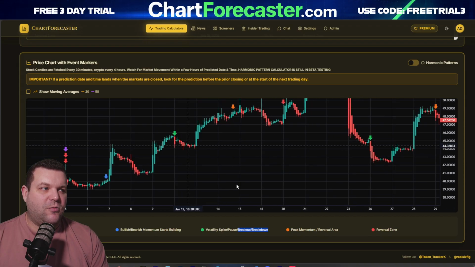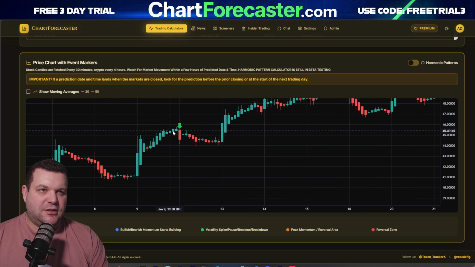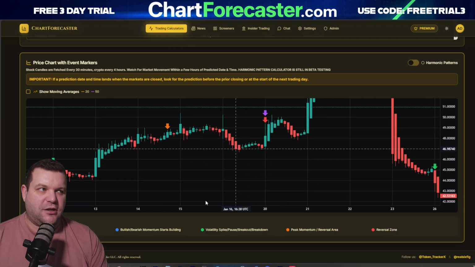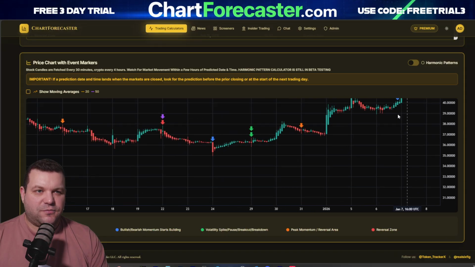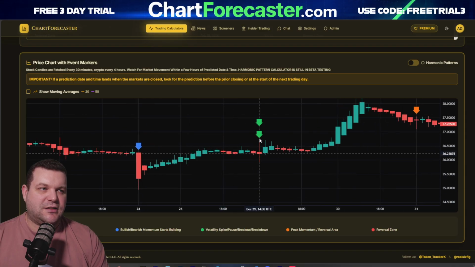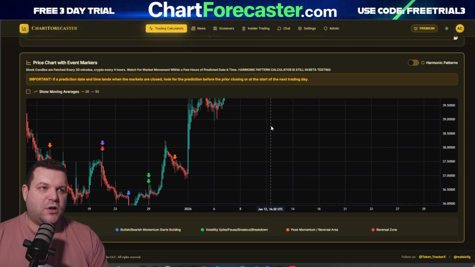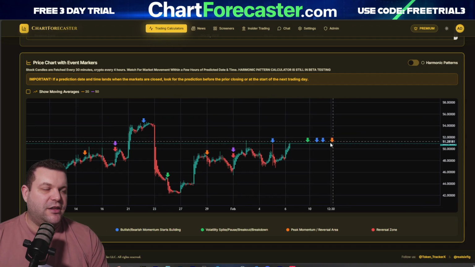And you can see how well Chart Forecaster does at predicting this. Volatility, a breakdown in price. Volatility, a breakdown in price. It's pretty accurate. You can see here a nice volatility spike. So this is what we're kind of looking for on Intel on that date.